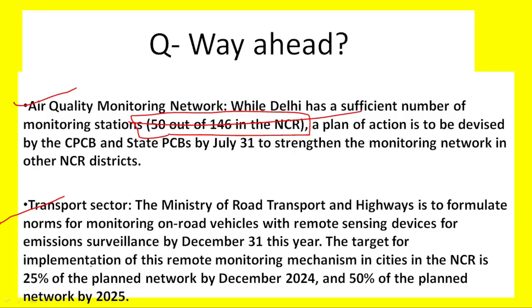Okay, and we have discussed the way ahead as well, like controlling the stubble burning, more reliable air quality management networks, better public transportation facilities, and shifting to clean energy sources, using solar energy for generation of power instead of coal-based power plants.